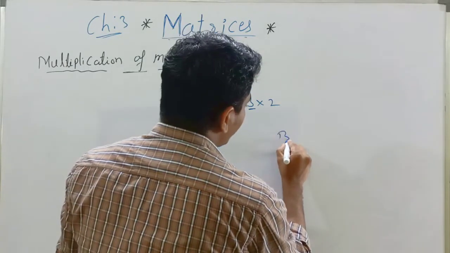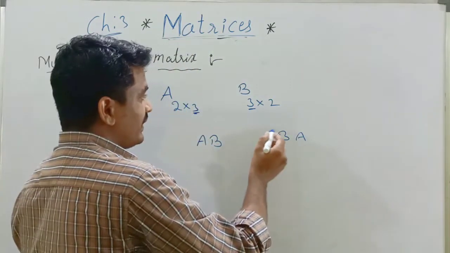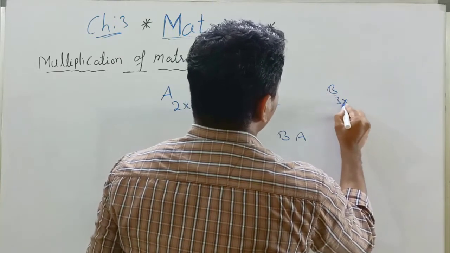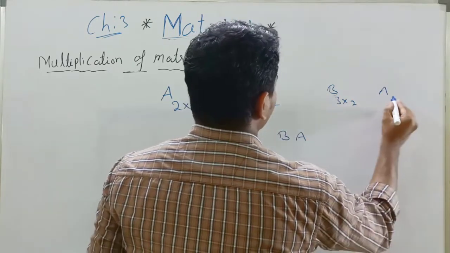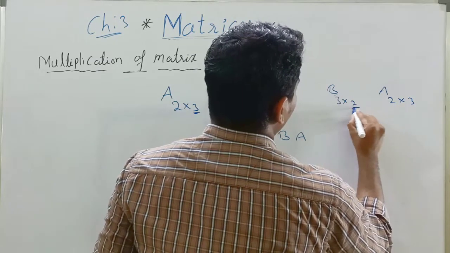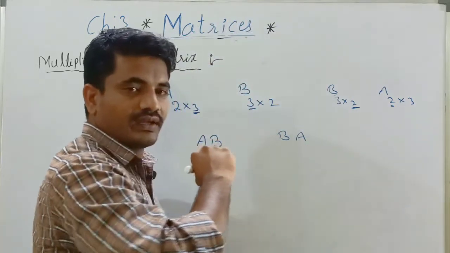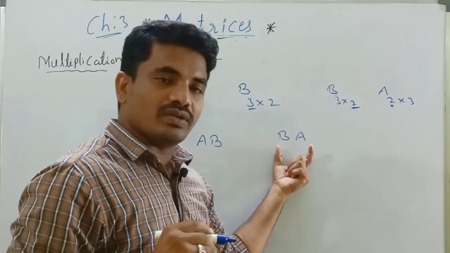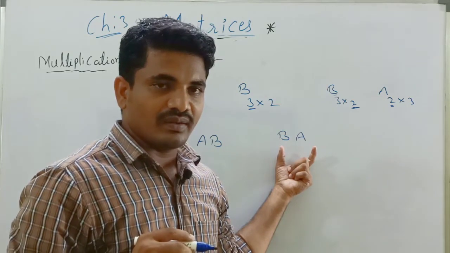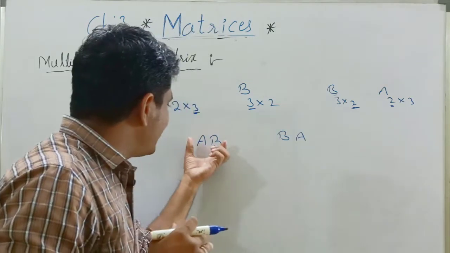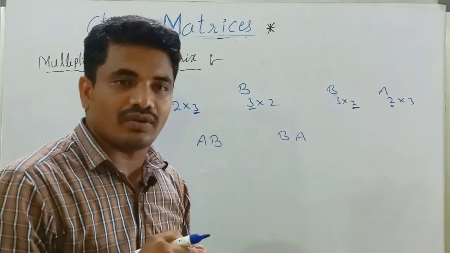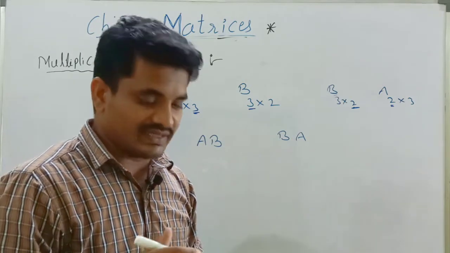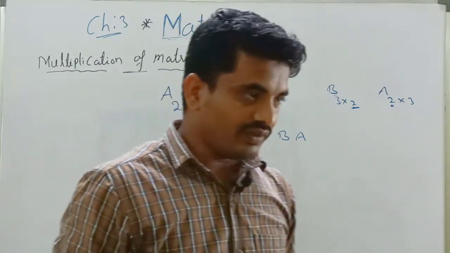And let us also check BA. When I write BA, what is the order of B? B is 3 by 2, and A is 2 by 3. Here the number of columns in the first matrix and the number of rows in the second matrix are equal, so BA is also possible. Now we can check whether AB and BA are equal or not equal.